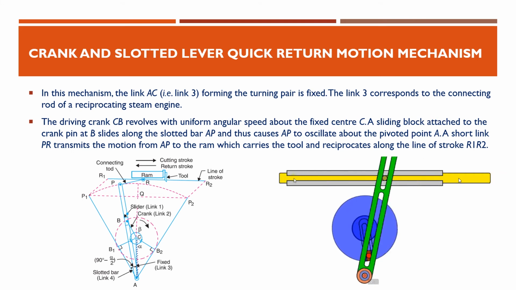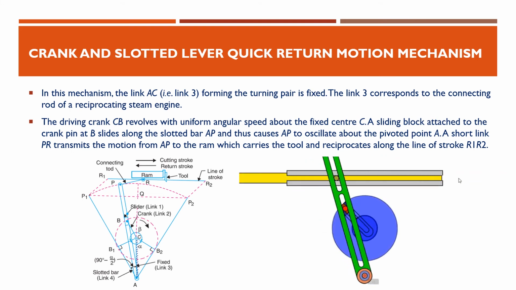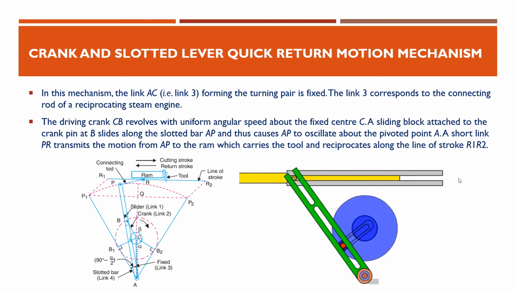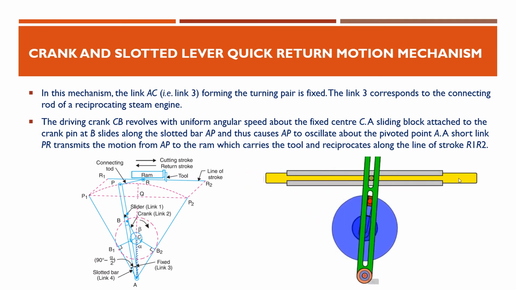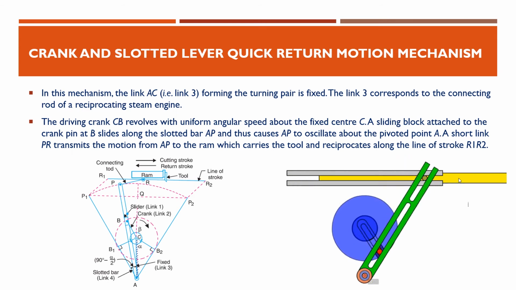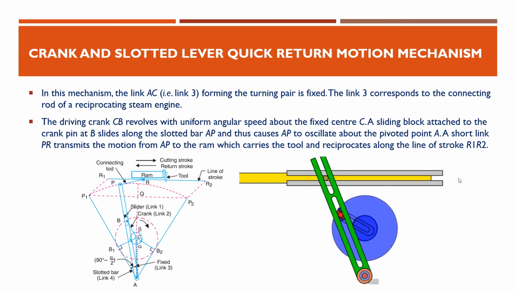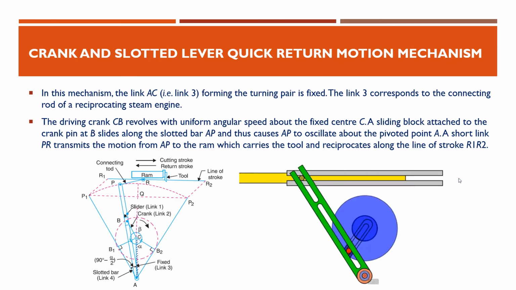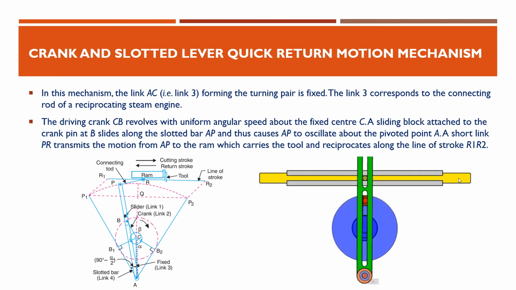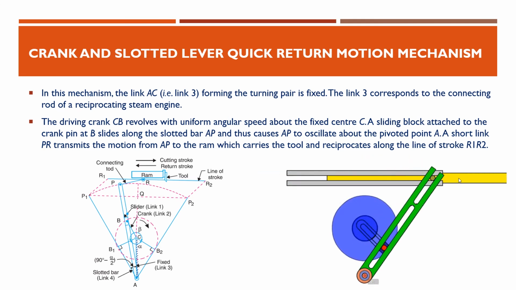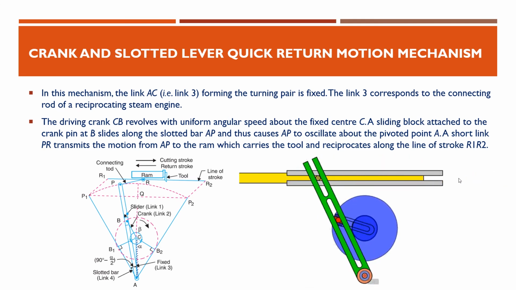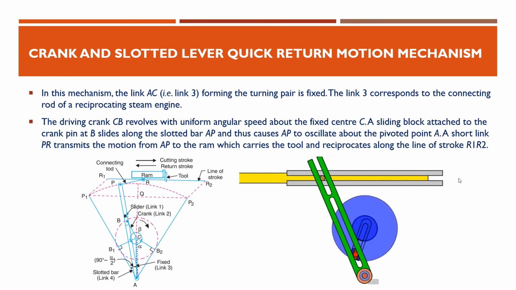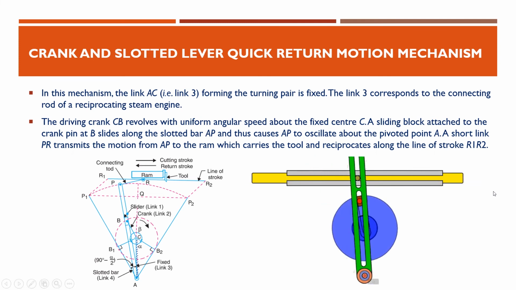In this mechanism, the connecting rod is the fixed portion. The crank rotates, and through a pin it is connected to a slotted bar. When the crank rotates through this pin, the slotted bar actually oscillates, and this oscillation is transferred to the ram where the tool is fixed. So the tool executes the forward as well as the backward stroke, that is the cutting stroke as well as the return stroke. So this is the basic crank and slotted lever mechanism.